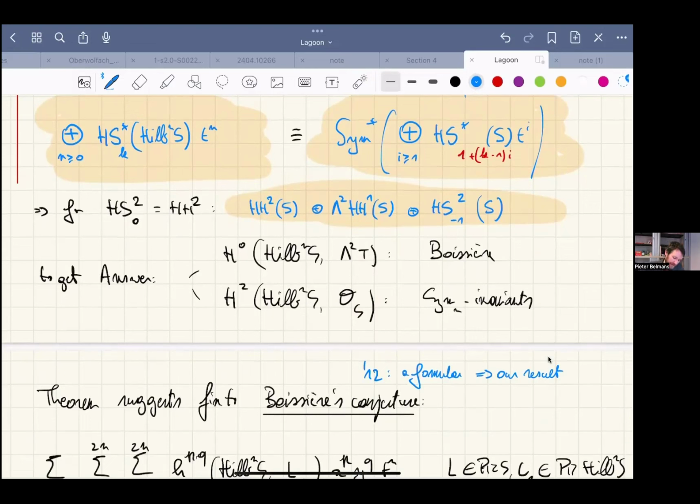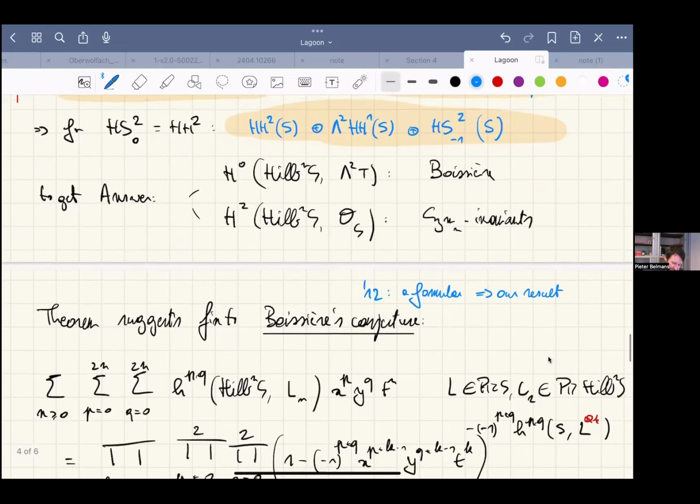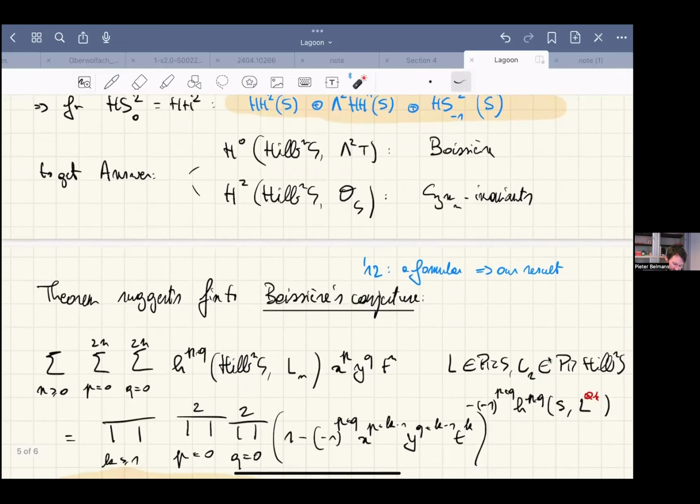But a few years later, counterexamples were found, and it wasn't clear how to fix Boissière's conjecture. So what does Boissière's conjecture do? Here are a left-hand side and a right-hand side. What we are doing here is looking at some dimensions of some vector spaces. And so h^{p,q}, these are Hodge numbers.